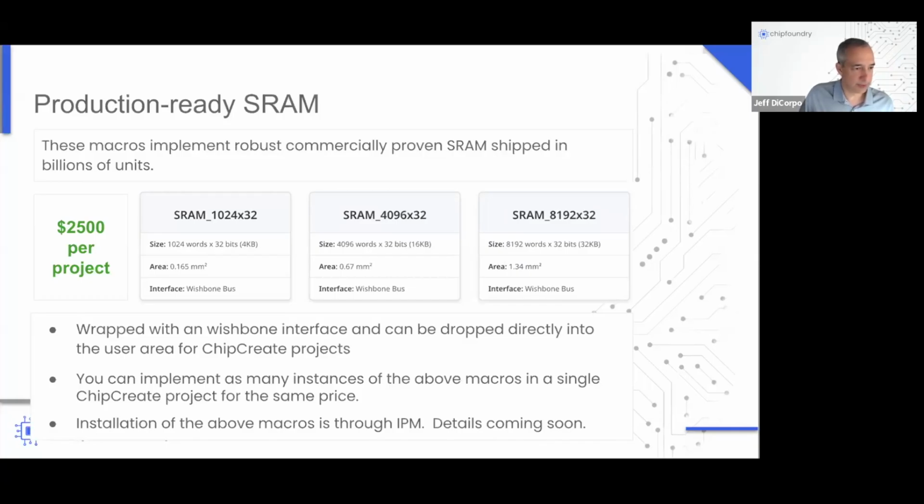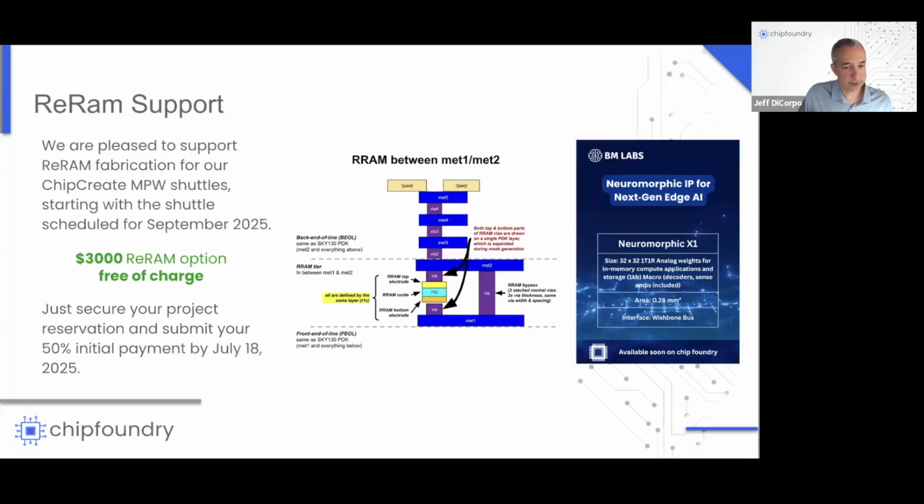Okay, thanks, Marwan. Let's move on to the next one. Talk a little bit about ReRAM. We've had a number of people ask about it, and we were super pleased to announce that we're supporting ReRAM for the September shuttle. We've been able to finalize all the specifics required with the foundry in order to offer that. Normally, the price of ReRAM would be $3,000 per project, but as a special promotion for September, we are waiving the cost. All you need to do to take advantage of that is to provide your 50% commitment deposit by the July 18th deadline that I mentioned earlier.